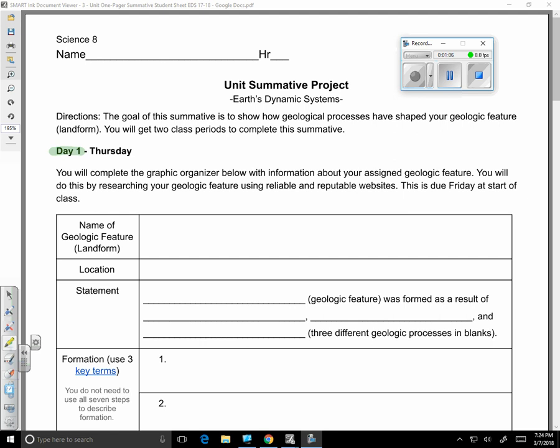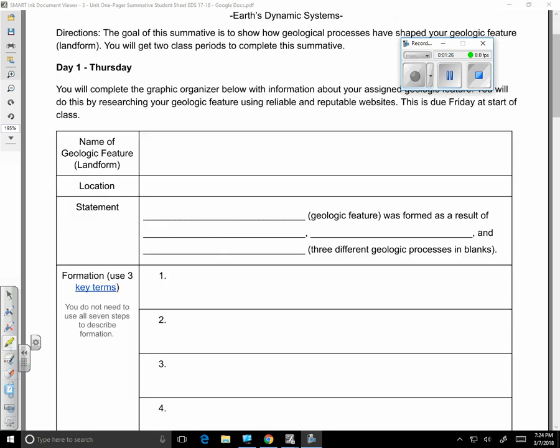On day 1, you will complete the graphic organizer below with information about your assigned geologic feature. You will do this by researching your geologic feature using reliable and reputable websites. This is due Friday at the start of class. So the first thing that you need to do on this worksheet is name your landform. I need you to write Icelandic fault in that.